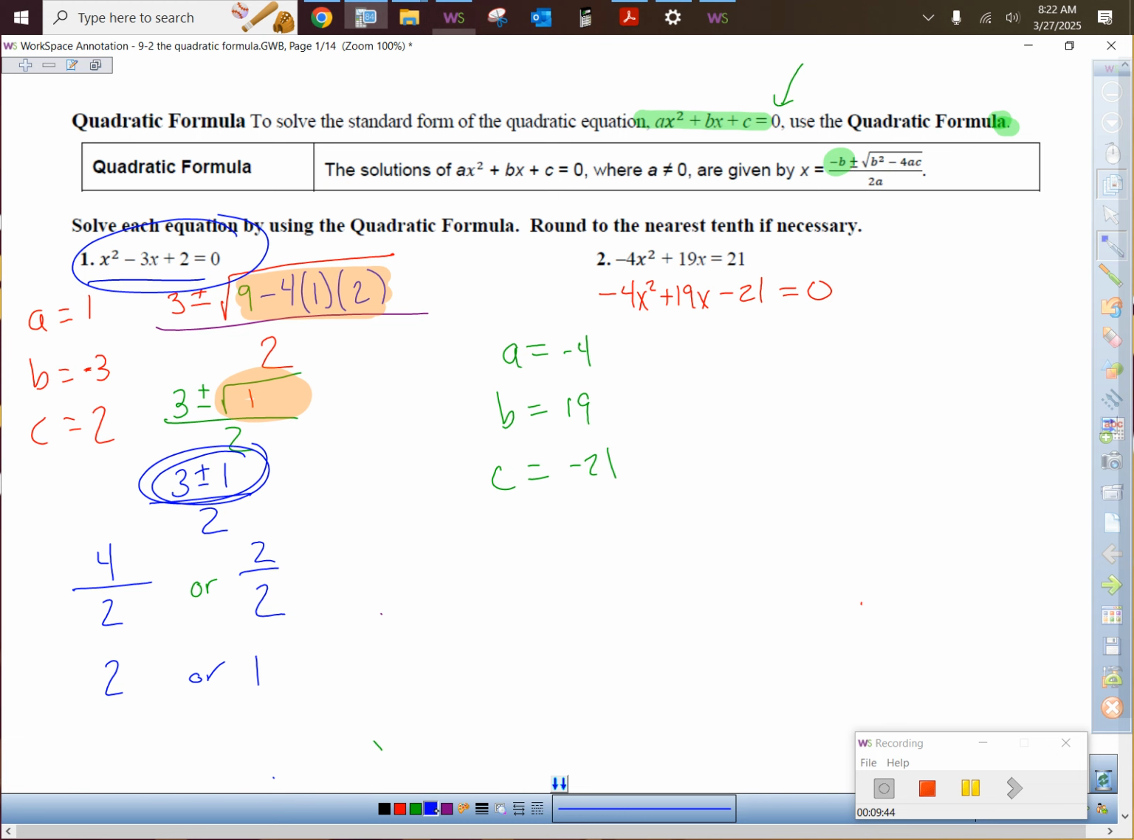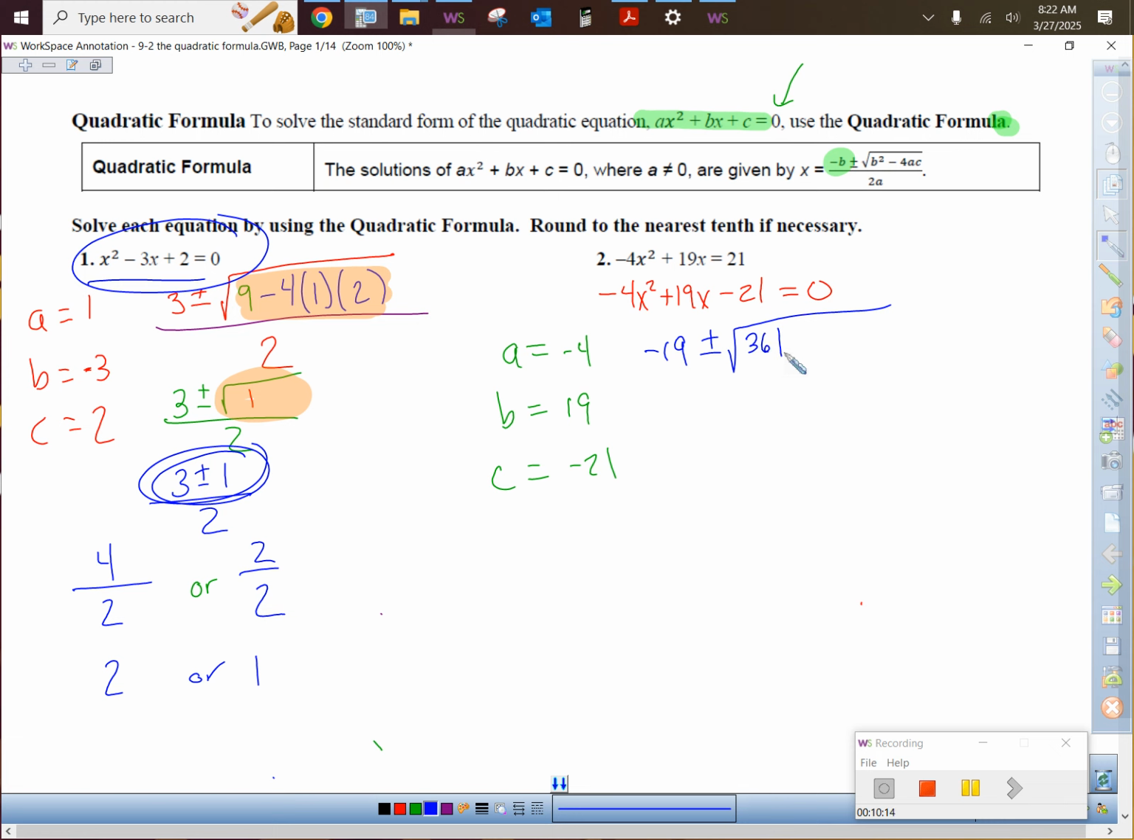Okay, I'll say this stuff. This is what your inner monologue should be doing, but you're going to write the numbers instead. Opposite of B. Did you put -19? Right? Plus or minus the square root of B squared. You probably have to run to the calculator and figure that out, right? It's 19 squared. Should it be positive or negative? Always positive. 19 squared is 361, is that right?